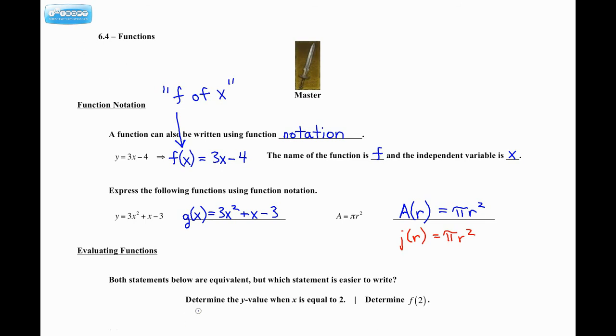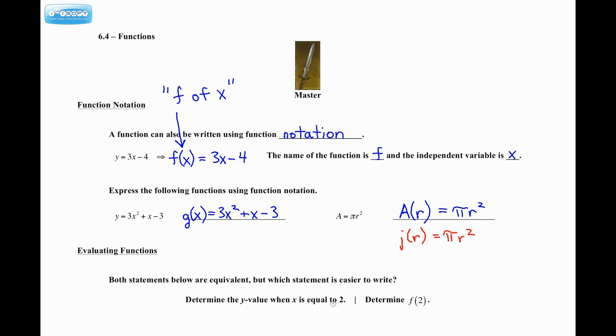So I have a long sentence here written in English. It says, determine the y value when x is equal to 2. Okay, so I could be talking about this equation here, or this one. I haven't really specified. But it says I want x to be 2, so I would replace x with 2, and I'd work all this out, and I'd get my y value.